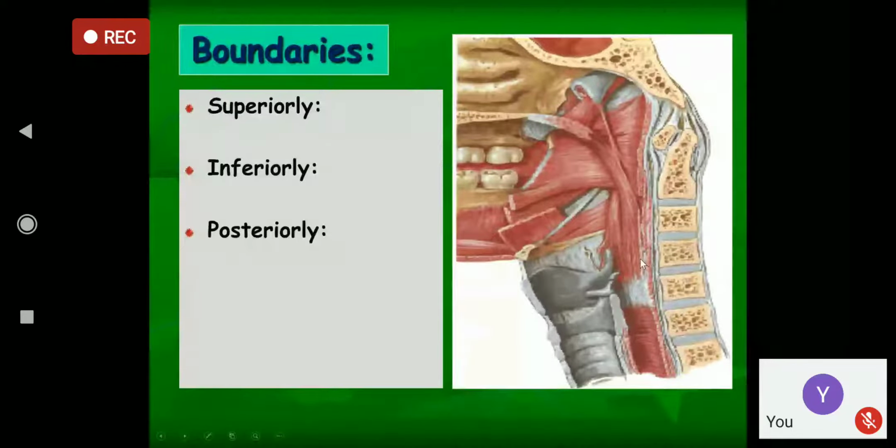Now this one is the pharynx. Now can you see just behind the pharynx? Can you see a small gap present over here? This gap is lying behind the pharynx. That's why this is known as a retropharyngeal space. That is known as the retropharyngeal space.